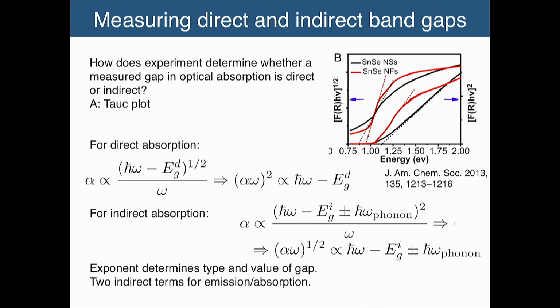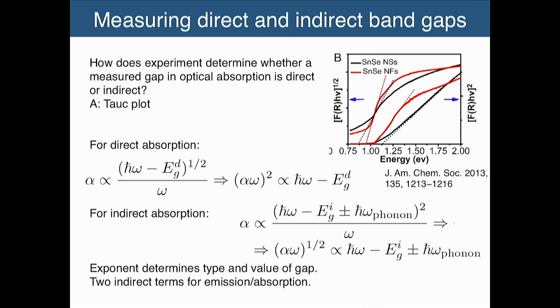If you look at absorption very near the band edge, you will find that for direct absorption, the absorption coefficient is proportional to photon energy minus the band gap to the 1/2 power. This is basically the density of states, right? Divided by omega. So what experimentalists do is they measure the absorption coefficient, multiply by omega, and then take the square of the whole thing. And the answer is you get a linear relationship with respect to the photon energy. So if you plot alpha omega squared versus h bar omega, you should get a straight line. Okay, and here's an example here.